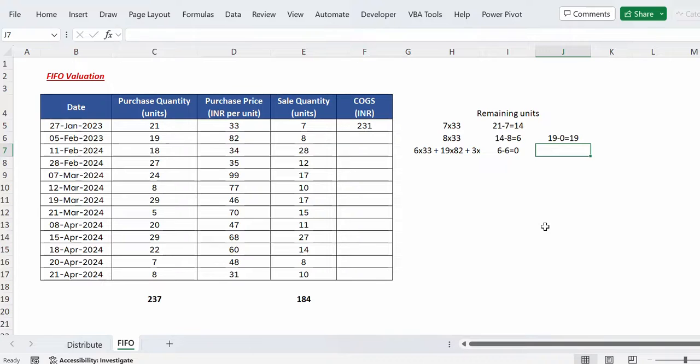For 5th of February, right? From 5th of February, we have again completely utilized these 19 units here. So it will again become 0. 19 minus 19 equals 0.